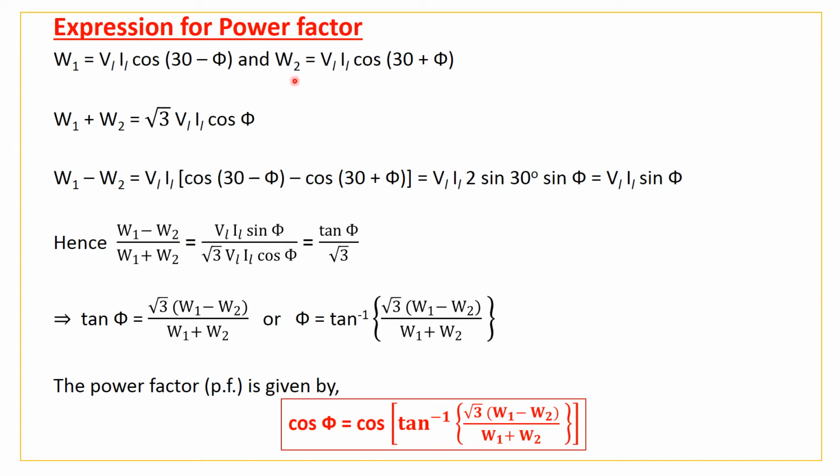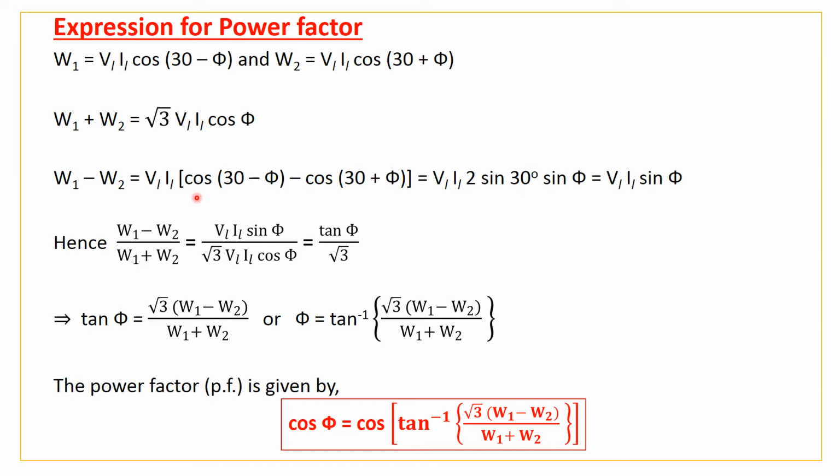So now again this VLIL is common term. So now the remaining will be cos 30 minus 5 minus cos 30 plus 5. So again you can do cos A cos B minus sin A sin B minus cos A cos B plus sin A sin B. So ultimately you will get VLIL 2 sin 30 sin 5. So here now sin 30 is half. So this 2 and this 2 will get cancelled and you will get VLIL sin 5.